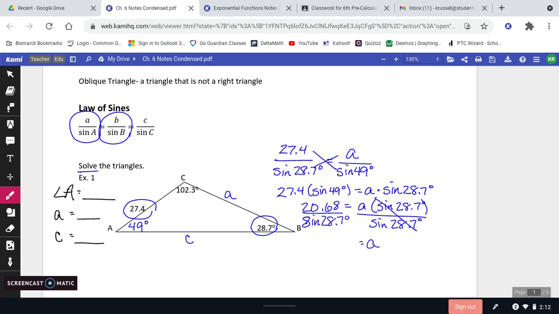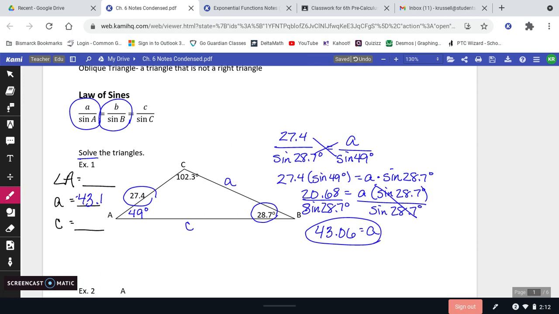Cancels there, and A is about 43.06 or 43.1. I didn't specify what to round to, so one or two decimal places should be sufficient for us. So there's side A. Now the only thing left to find is side C.